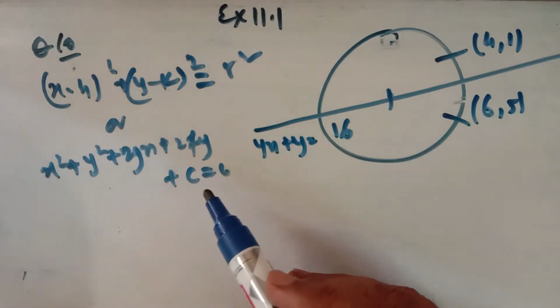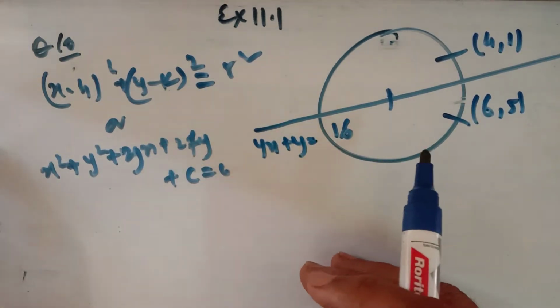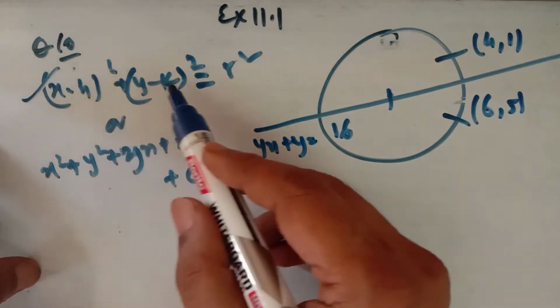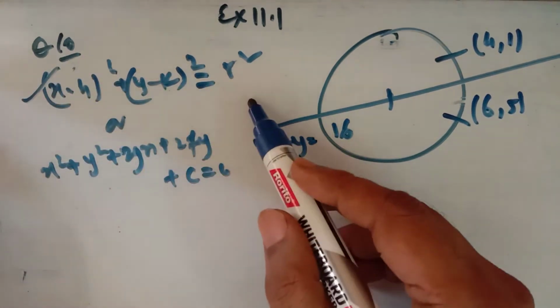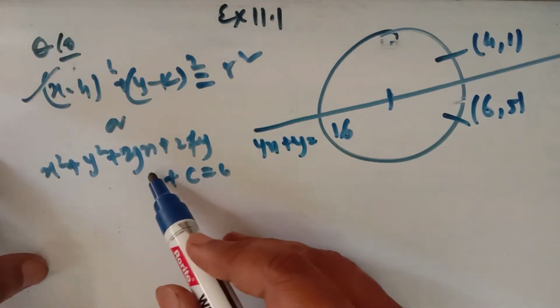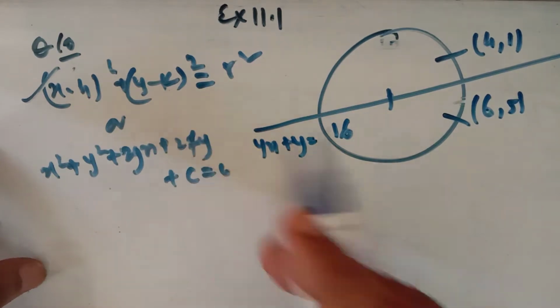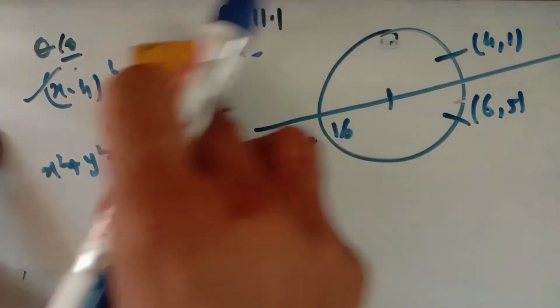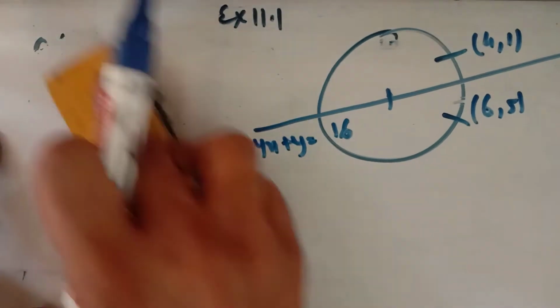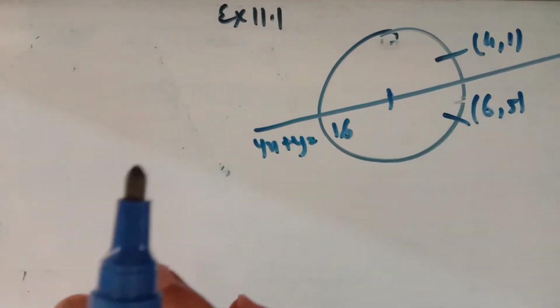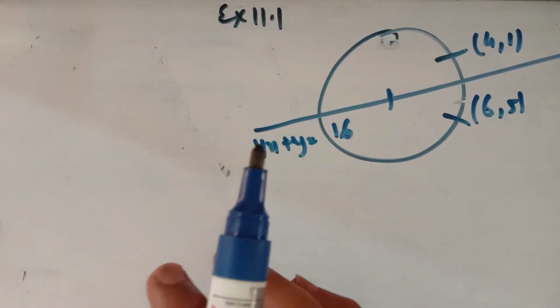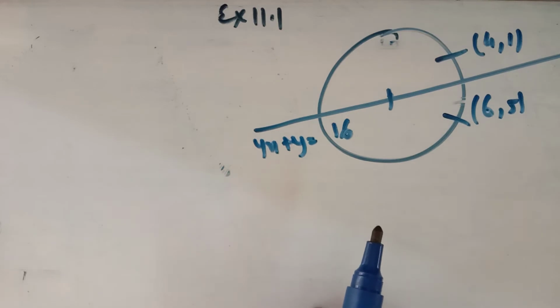Either way you will get 2 or 3 equations. In this case you have to find the values of h, k and r to find the equation of the circle, and in the other case you have to find the values of g, f and c. We have 2 questions like this, question number 9 as well as questions number 10 and 11.